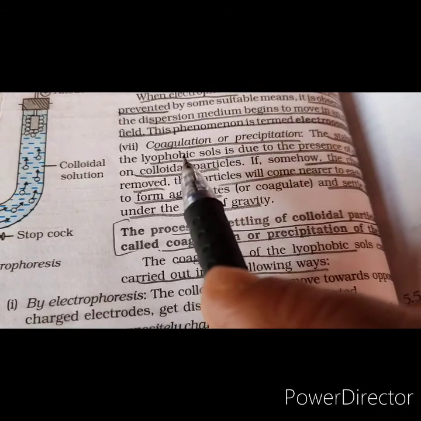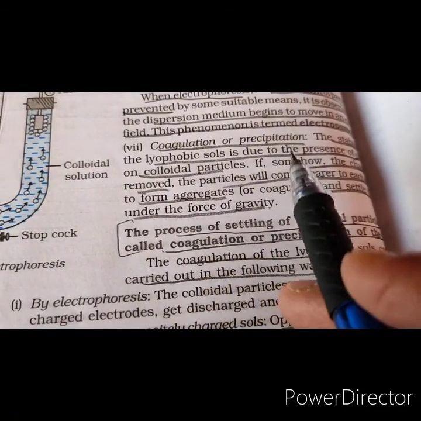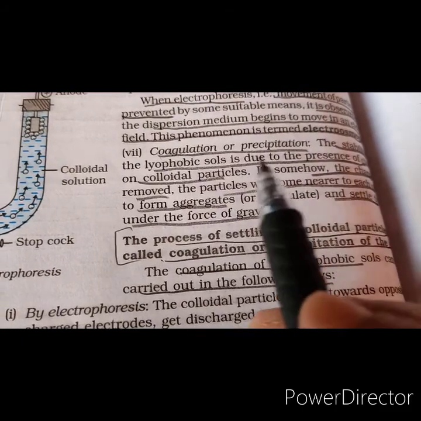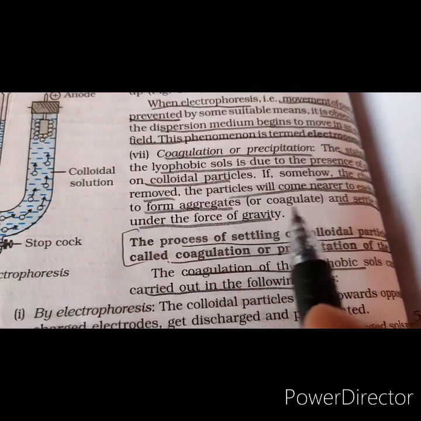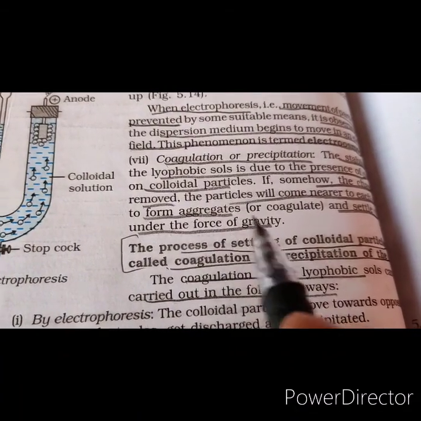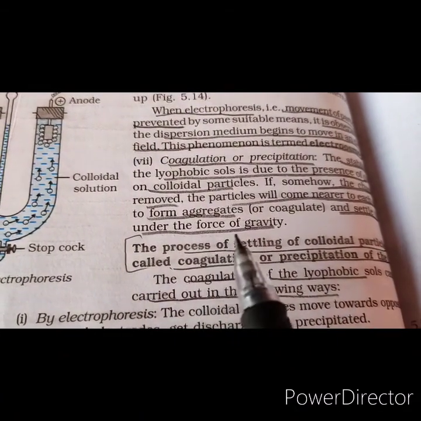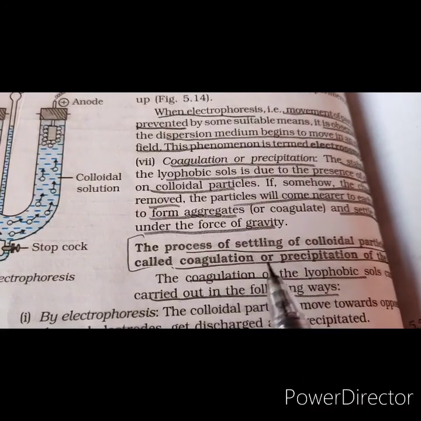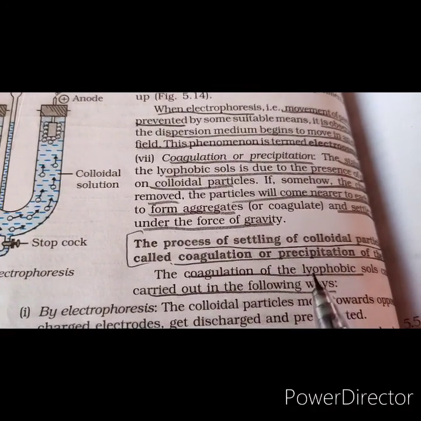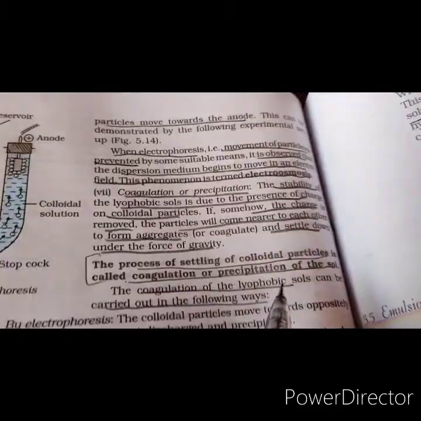Then we come to the next topic, coagulation or precipitation. We know that charge is required for the stability of lyophobic sols. But if this charge is removed, then what happens? They form aggregates and then they settle under the force of gravity. This process of settling of colloidal particles is called coagulation or precipitation of the sol.